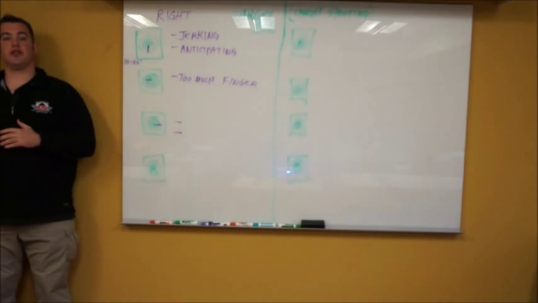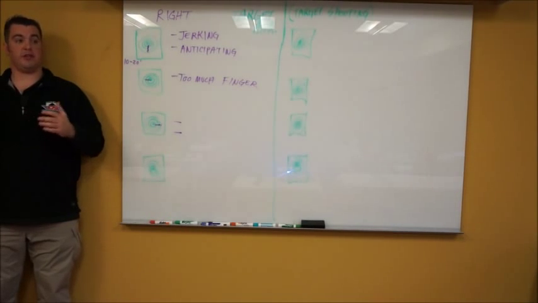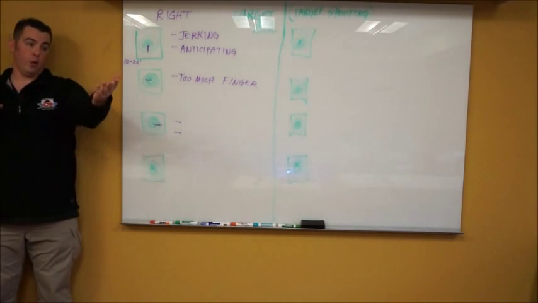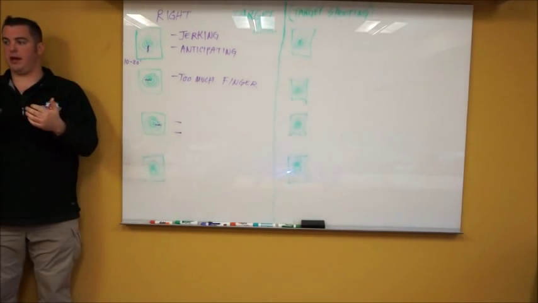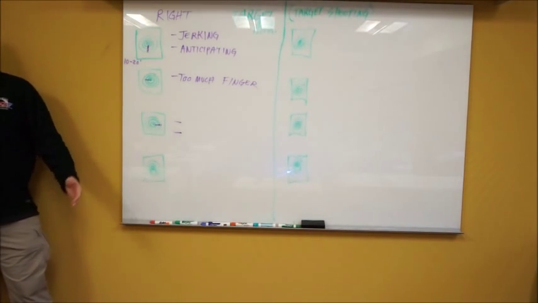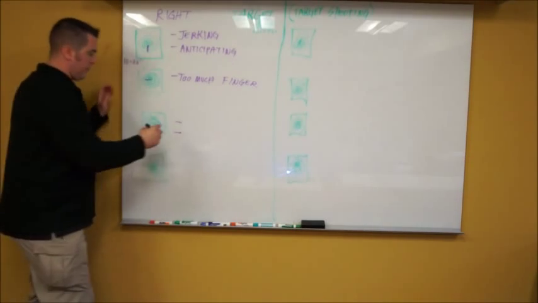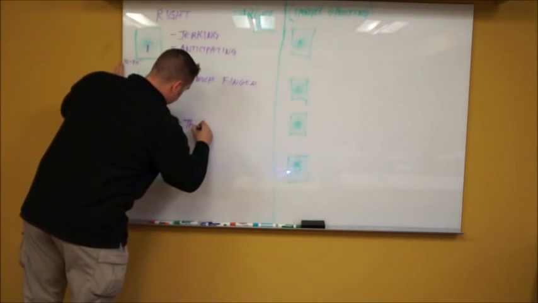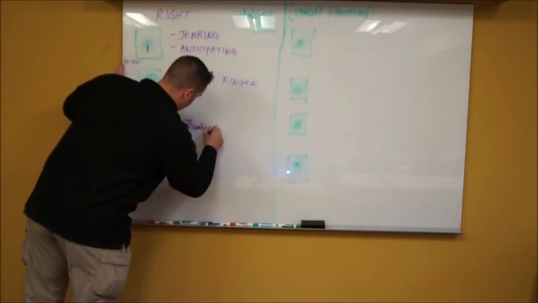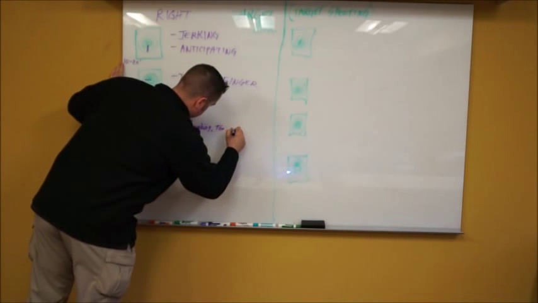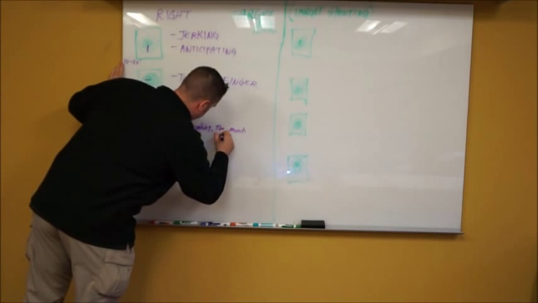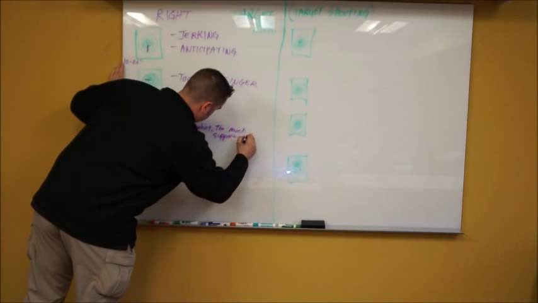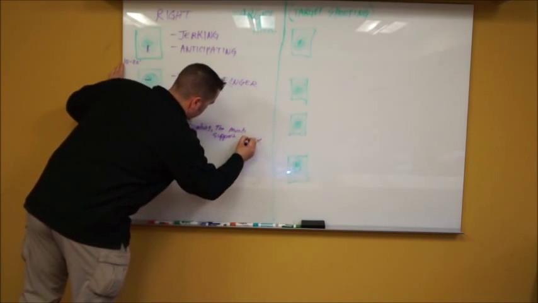Loose grip with the right hand for a right-handed shooter, too much pressure on the support hand, or thumbing, whichever way you want to look at it, driving the gun to the right as they're pulling the trigger. So thumbing, I like to call it too much support hand. So they're gripping too tight with their support hand?